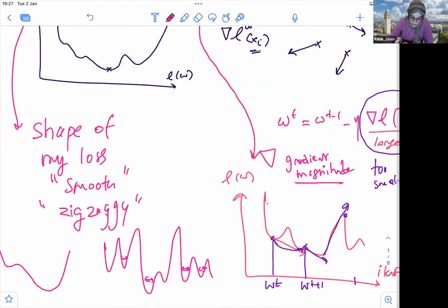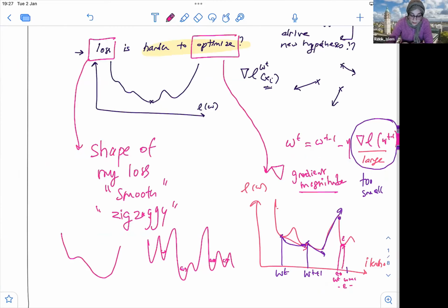So if the gradient is so small, it means I start from here, and I go like an epsilon over there, and the change between WT and WT plus 1 is so small that I'm barely moving, so it's going to take me a long time to converge. So basically, you need to think about two things here.